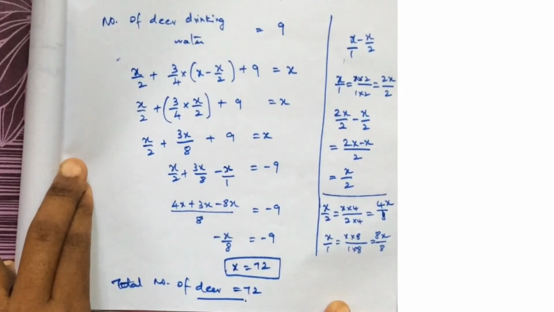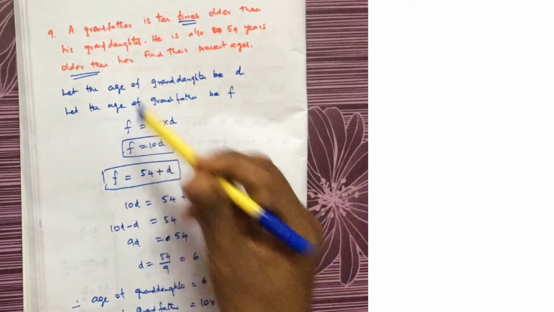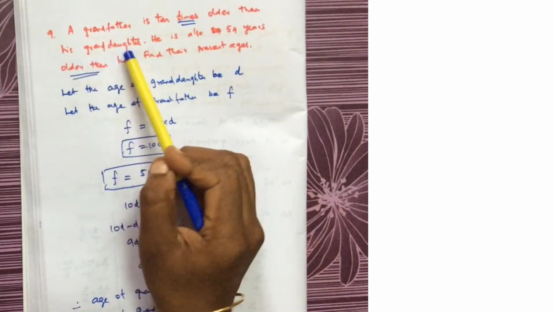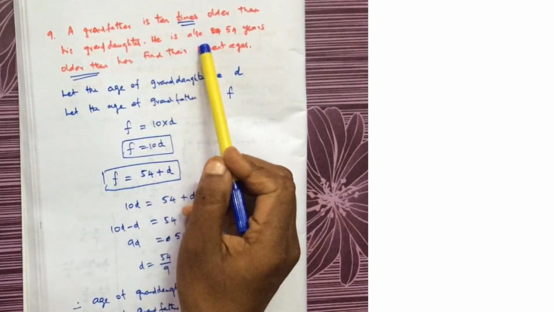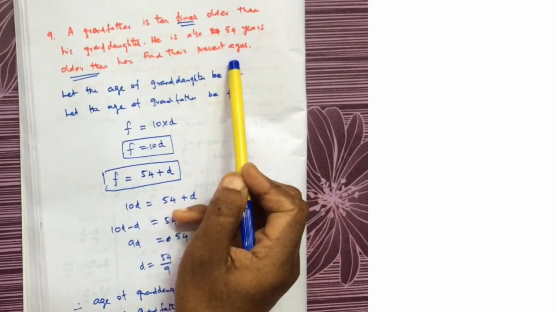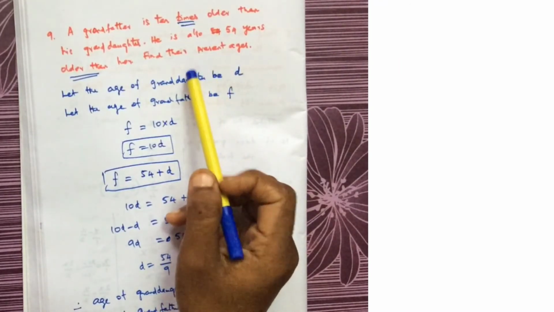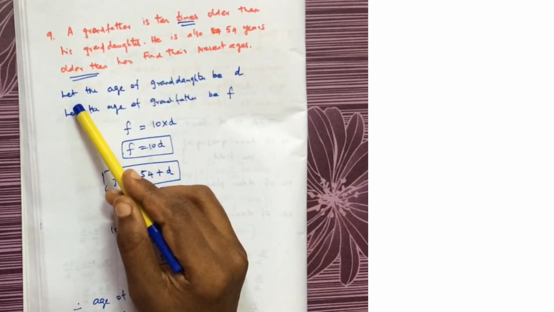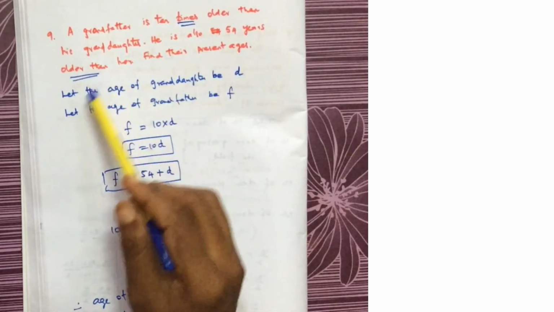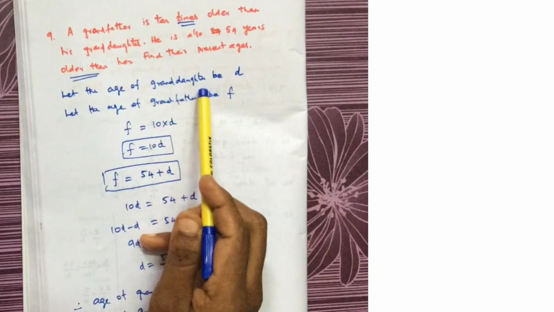Okay. The next problem is, a grandfather is 10 times older than his granddaughter. He is also 54 years older than her. Find their present ages. So let me take the age of the granddaughter be D. So let the age of granddaughter be D.